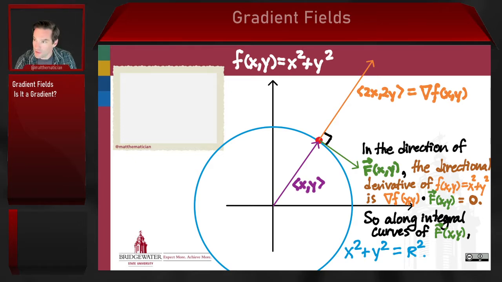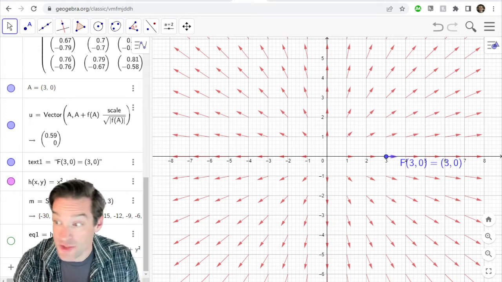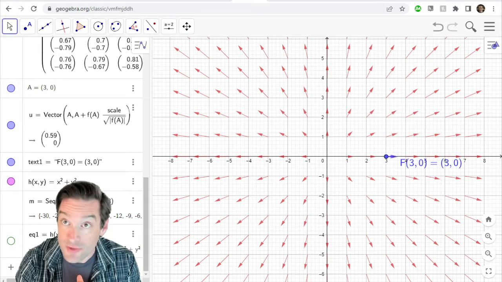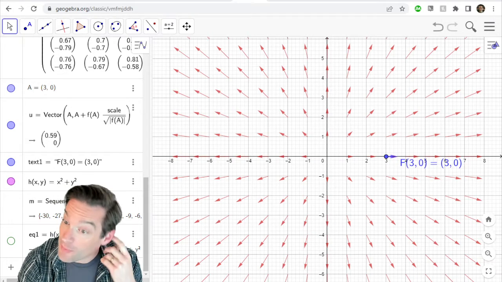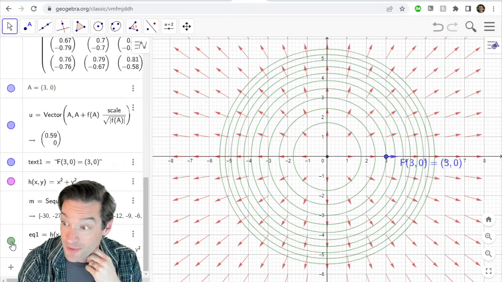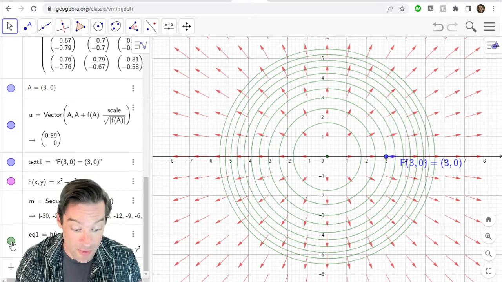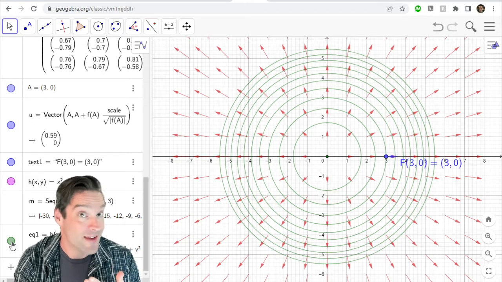And so if we look at that another way, here is the vector field xi plus yj, which was the gradient of the function x squared plus y squared. And if on top of this I superimpose the contours of x squared plus y squared, you'll notice that there's a relationship between the gradients of a scalar valued function and the contours of that scalar valued function.